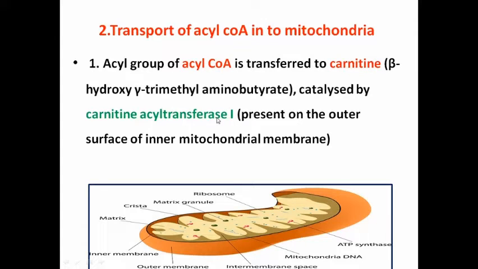This enzyme is found in the outer surface of the inner mitochondrial membrane. The mitochondria contain an outer membrane and an inner membrane. In this location, carnitine acyltransferase 1 is found, and it is involved in the reaction where acyl coenzyme A is transferred to carnitine. Carnitine means beta-hydroxy gamma trimethyl aminobutyrate.